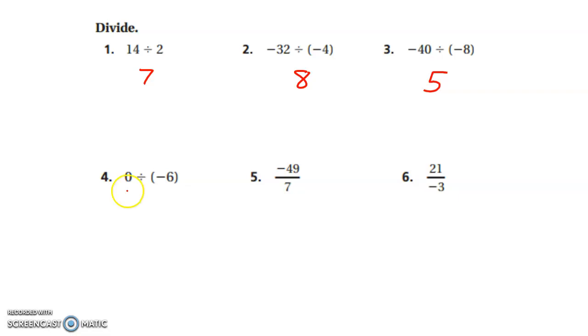Now, this, you can have a 0 first. That's okay. So as long as the 0 is first, when you divide it, it's going to be a 0. It's not going to be a negative 0 because 0 is neither negative nor positive. So, number 5.